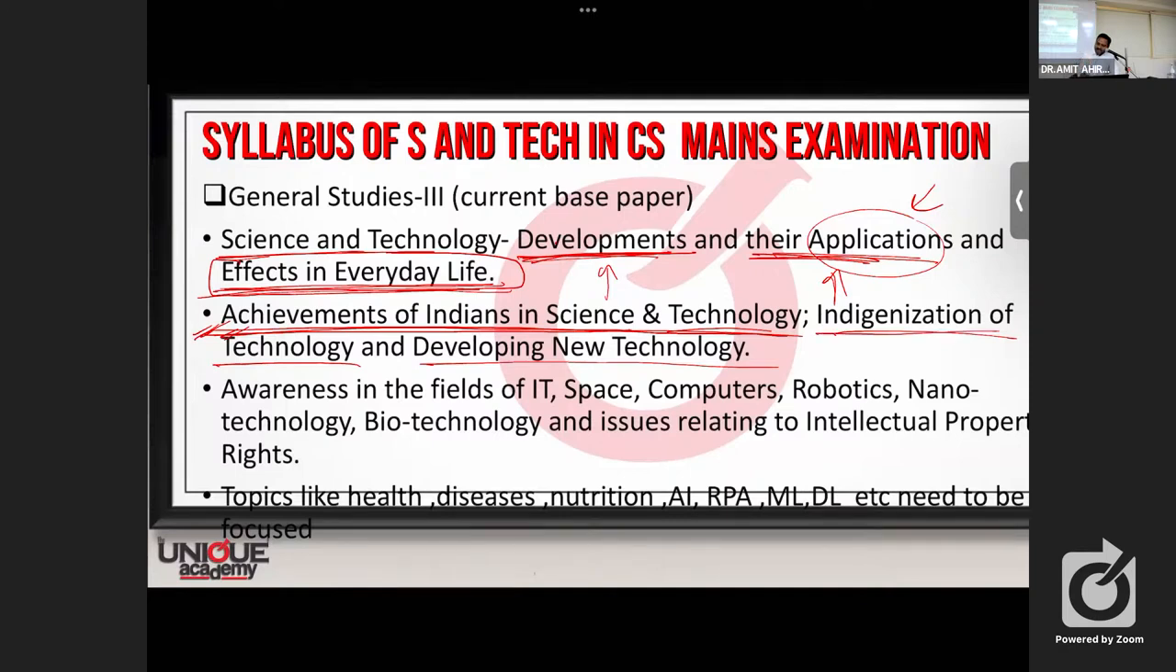Now next is indigenization of technology and developing a new technology. So there is a difference between these terms. Try to understand this term. Indigenization of technology does not mean that you have got the breakthrough of that technology in India itself. Indigenization of technology does not mean that India has developed this particular thing or technology.